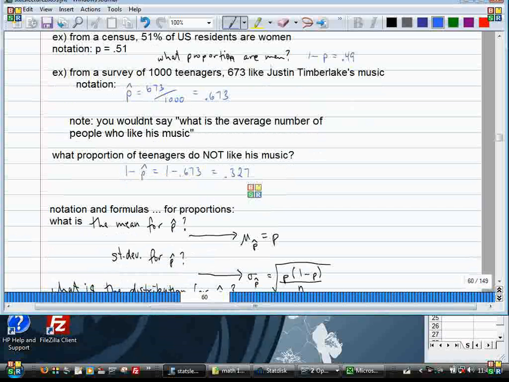So there's mu for p hat, there's sigma for p hat. What's the third thing we need to say? No X bars. What's the third thing we need to discuss? Yeah, is it normal? Exactly.